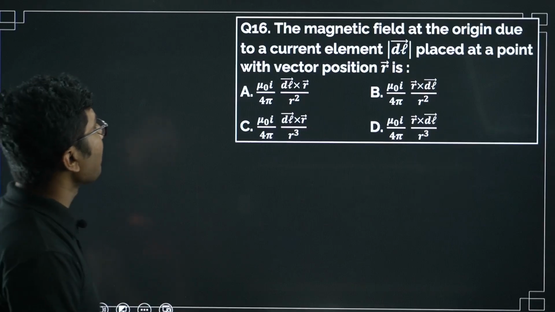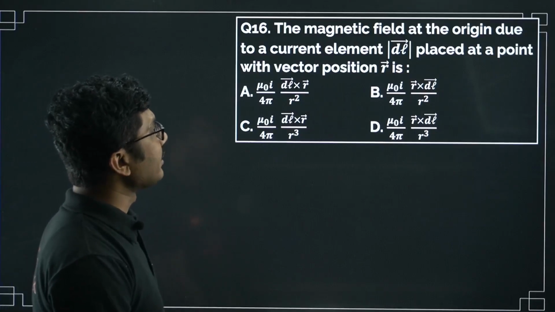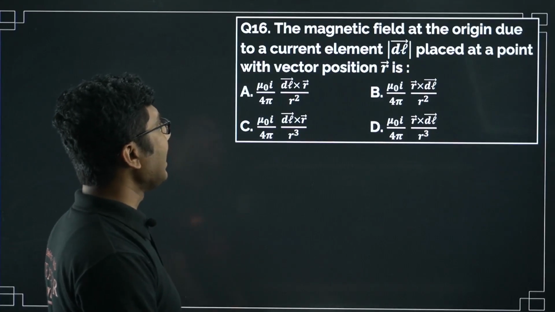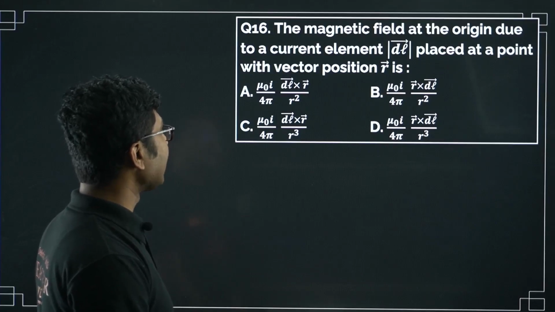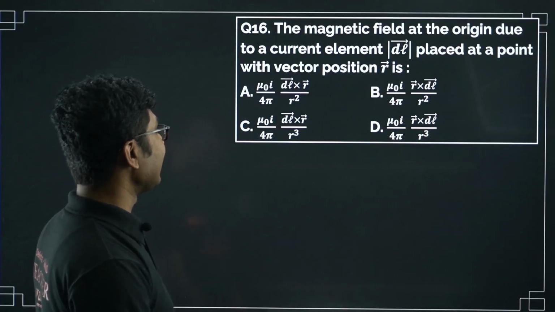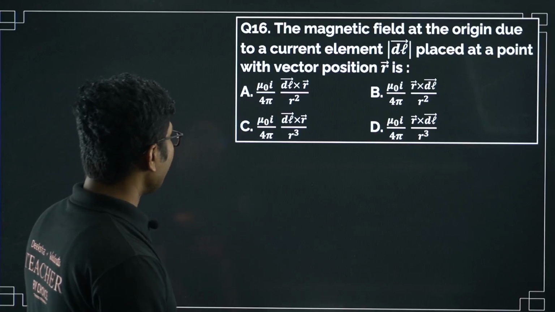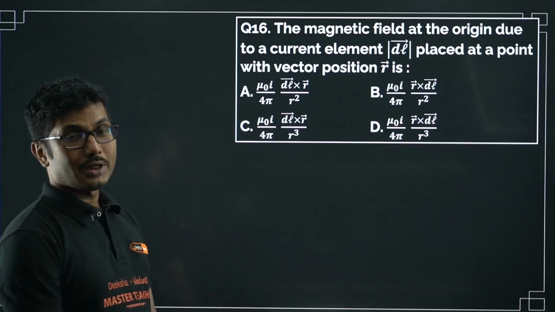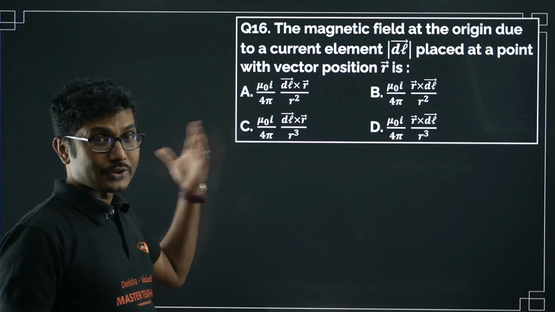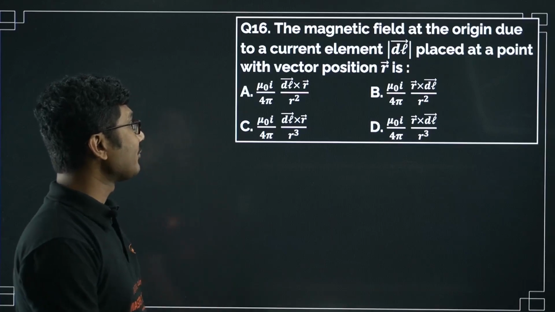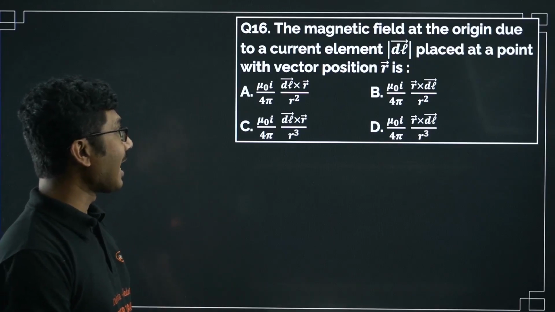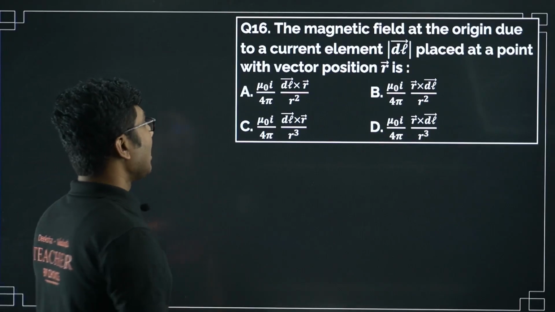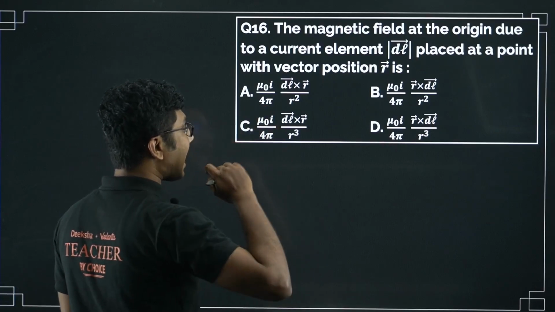Now, next question. The magnetic field at the origin due to a current element dl placed at a point with position vector r is. So basically they are asking you about the Biot-Savart law in vector form. The Biot-Savart law says that it is mu naught I dl cross r, so dl cross r by r cube.